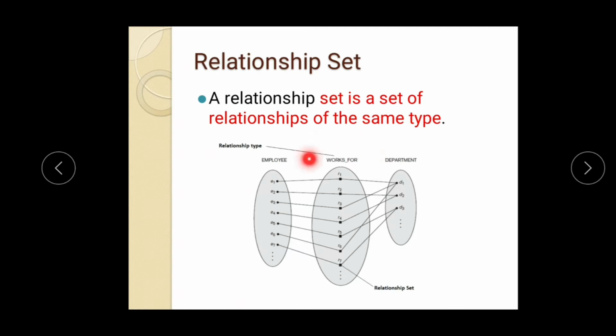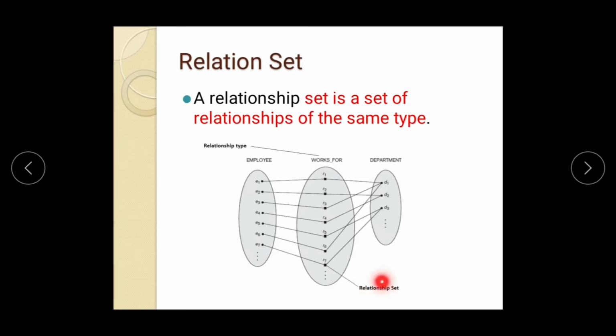Similarly, in the works for relationship type, R1, R2, R3, etc. up to R7 are called the relationship set. These relationship sets are of the same type, works for. So R1, R2, R3, up to R7, all these relationships are of the same type, works for. That is why it is written here: the relationship set is a set of relationships of the same type. Which is the type here? Works for.